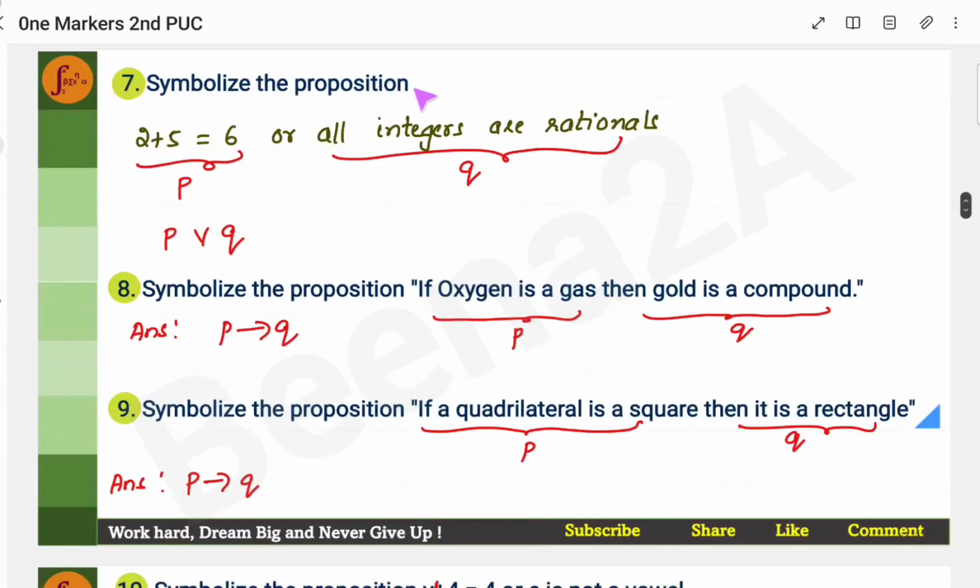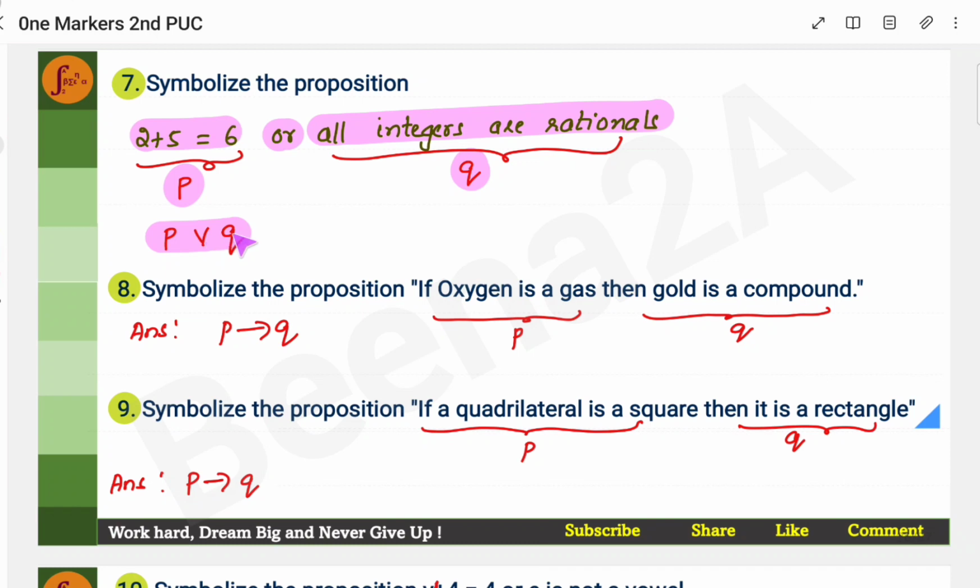Next one, symbolize the proposition. So you have two propositions given. 2 plus 5 is equal to 6, or all integers are rationals. So you take this 2 plus 5 is equal to 6 as P, all integers are rational as Q, and you have or, this one, this symbol.